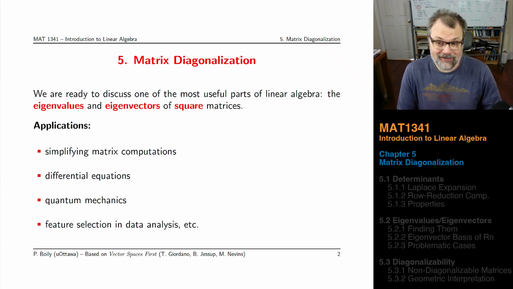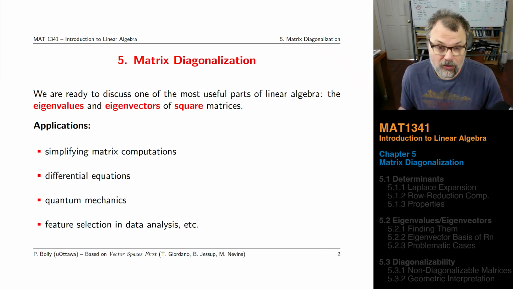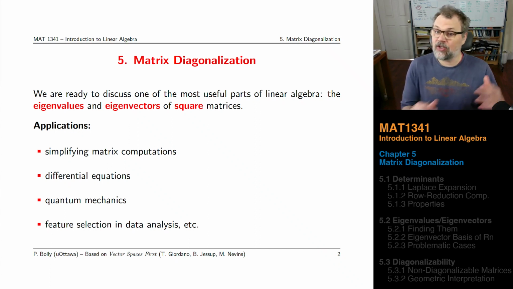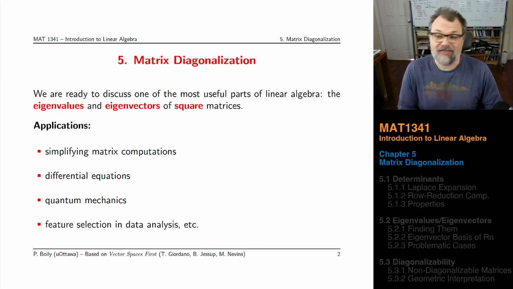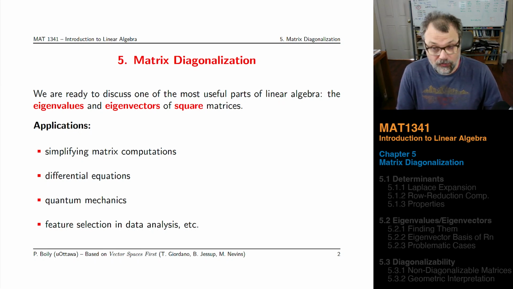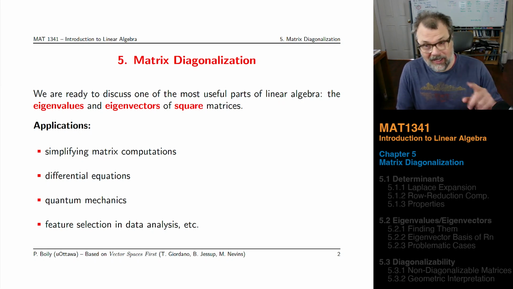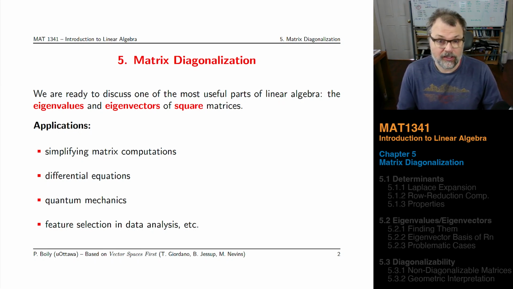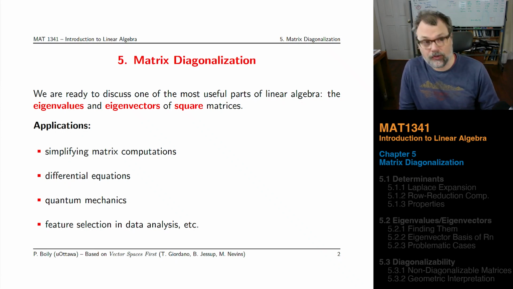In data analysis, you might use eigenvalues and eigenvectors as well to help with feature selection, to try to mitigate something called the curse of dimensionality. When you have too many variables, how do you pick the ones that are going to be useful to understand what's happening in the data set? Eigenvalues and eigenvectors can also play a role, but this isn't something we'll cover in this course.